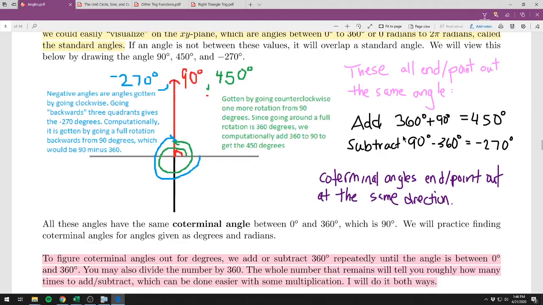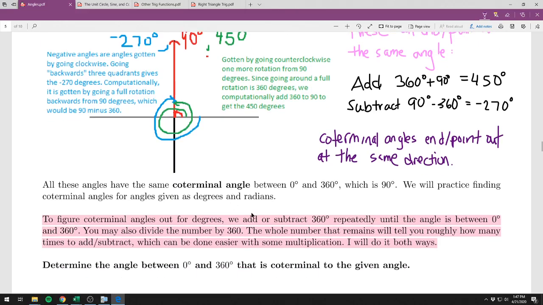Right. So the way you would figure out a coterminal angle, where an angle actually is between 0 and 360, is you pretty much do this procedure in reverse. When we are given an angle, we're going to either add or subtract 360 over and over again until we land between 0 and 360 for degrees. And that's exactly what I have written here. To figure out coterminal angles, we add or subtract 360 repeatedly until the angle is between 0 and 360 degrees. You may also divide the number by 360, and the whole number that's left tells you how many times to add or subtract. It's a shortcut, but none of these angles are too big where this is troublesome.